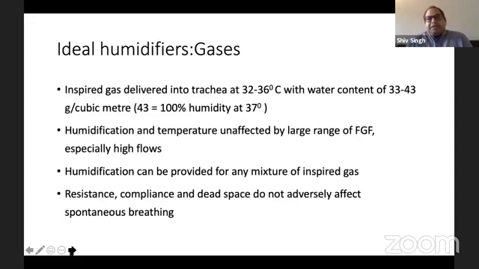And resistance, compliance, and dead space should not adversely affect spontaneously breathing patients. So there should be no increase in work of breathing when the humidifiers are used along with the breathing systems.